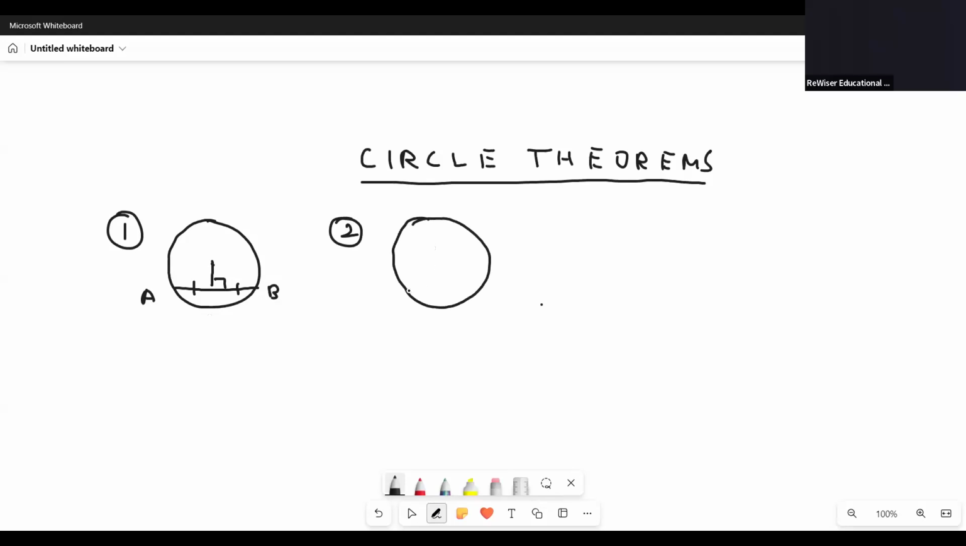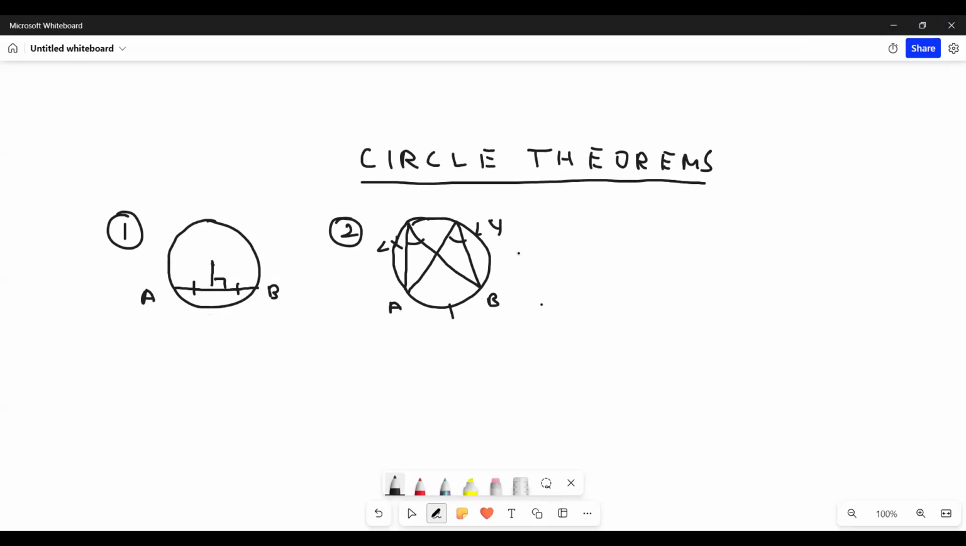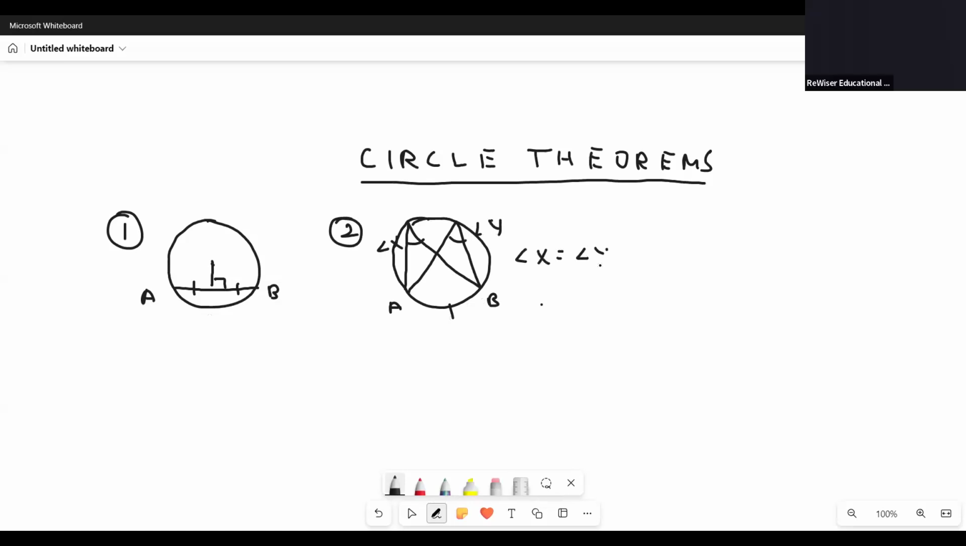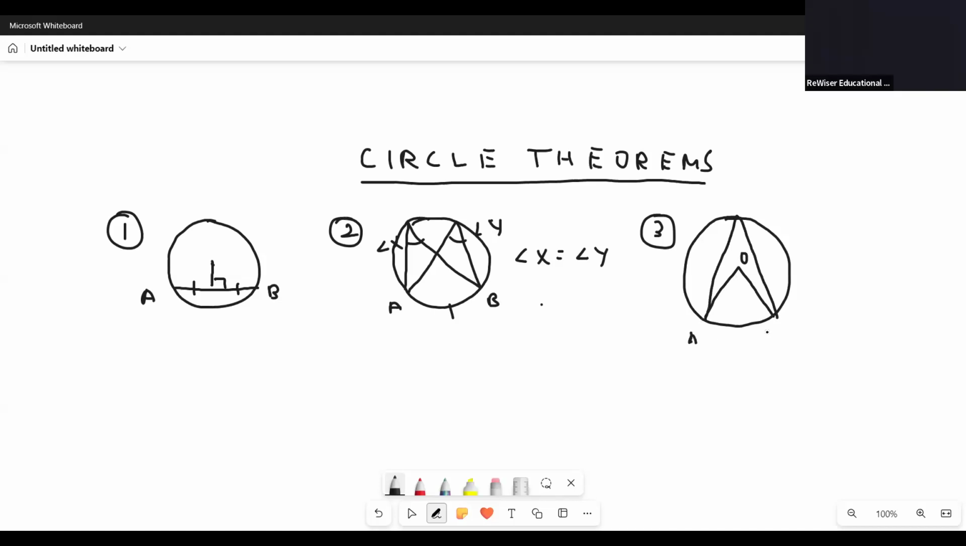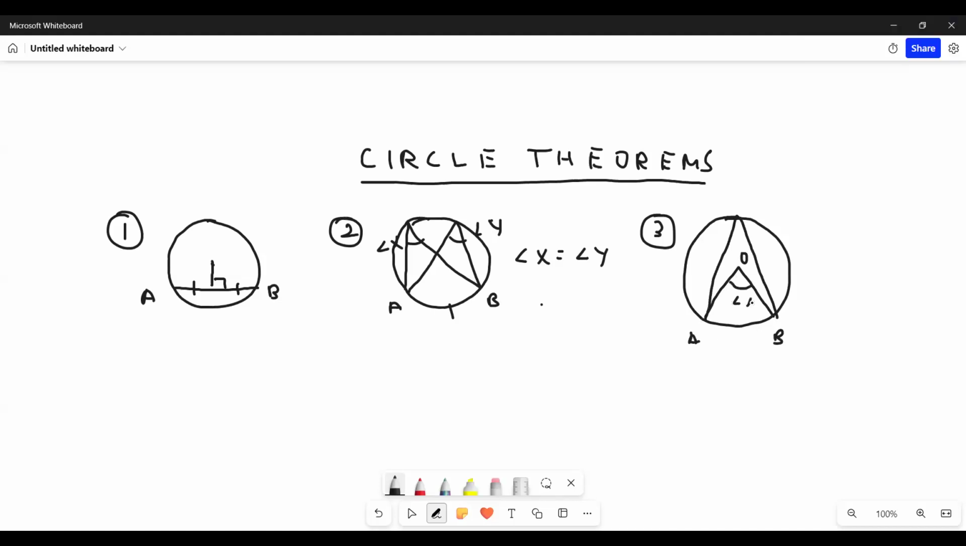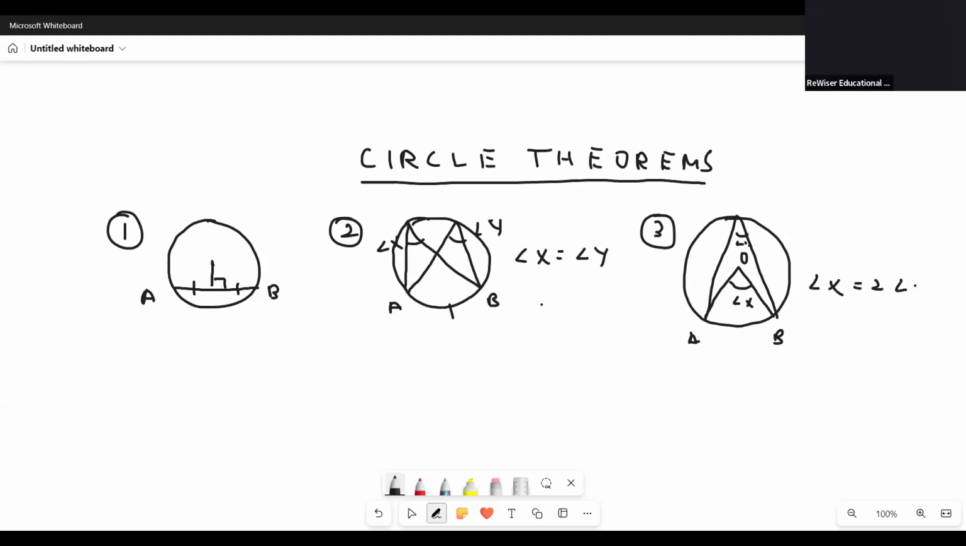Number two. If that's my circle, and any arc subtends two angles at the circumference, so that's the arc AB, it is subtending two angles at the circumference. That is angle X. So these two are the same, right? Number three. If any arc is subtending an angle at the center and an angle at the circumference, the angle at the center is twice the angle at the circumference. So I can say that angle X is equal to twice angle Y, right?